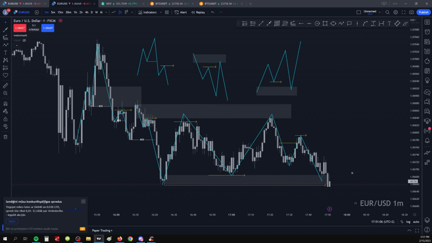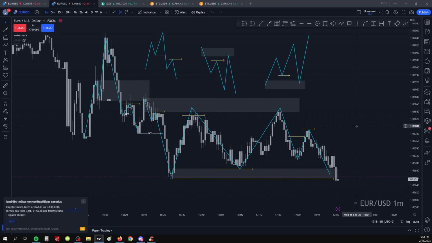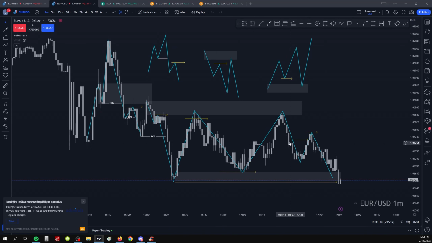Okay, so as you can see, we took all this trend line liquidity. We broke the main low, as I said we should. So after taking this little inducement, as I said, we could go down or we could create another leg up. We just went down, as you can see, and created a new low.